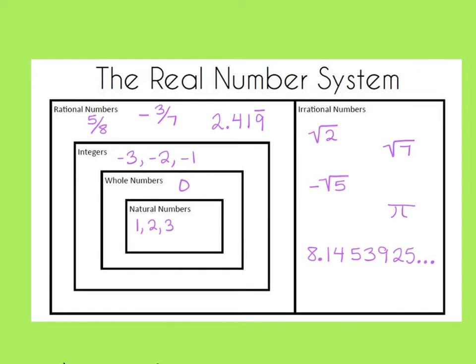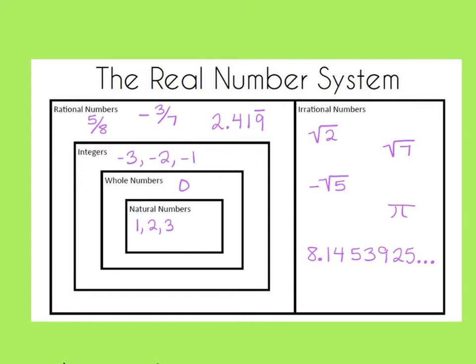Now, rational and irrational numbers are part of what's called the real number system. There are number systems that go outside of the real number system, but we don't talk about that in 8th grade math. That's something you might see in high school. But what you have mostly dealt with to this point are rational numbers, those on the left.